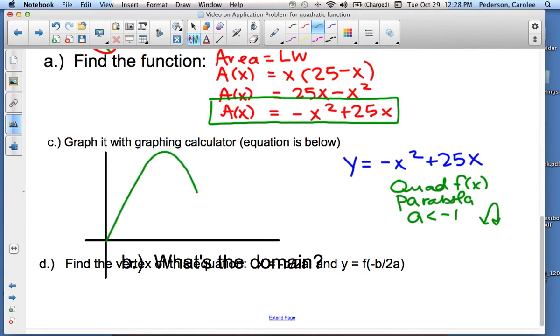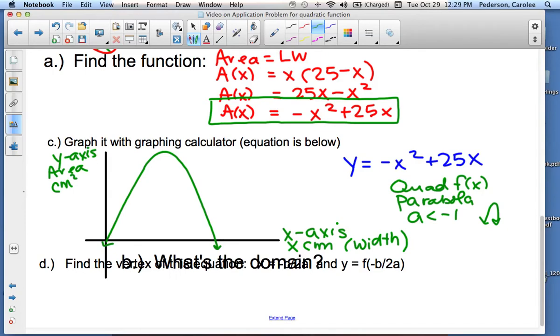So our parabola is going to look something like this. We have an x-axis. What that x-axis represents is your x in centimeters. That's the width of your rectangle. And then your y-axis represents your area, and that is in centimeters squared.